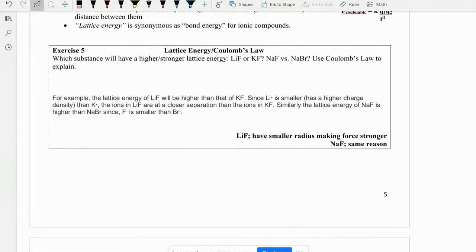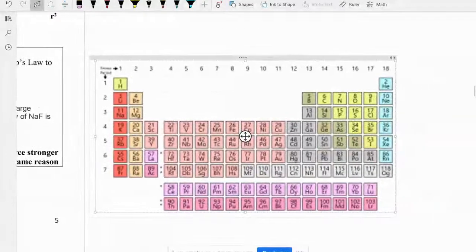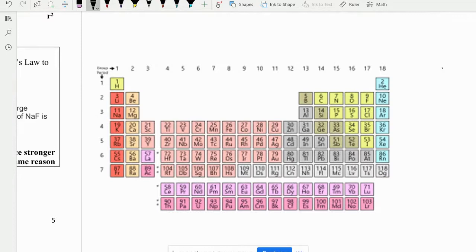Okay, let's try exercise 5 and put some of this into perspective and application. It's asking which substance will have a higher or stronger lattice energy, lithium fluoride or potassium fluoride. And then there's sodium fluoride versus sodium bromide. Use Coulomb's law to explain. I know that I've put words here and gave you the answer, but let's talk about this. I have over here the periodic table, and the question was asking us to compare lithium fluoride to potassium fluoride. That was for the first one.